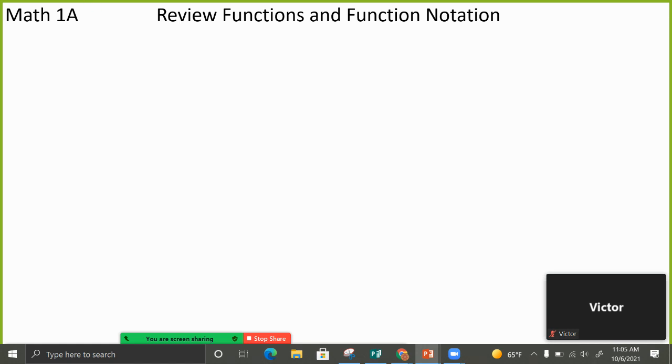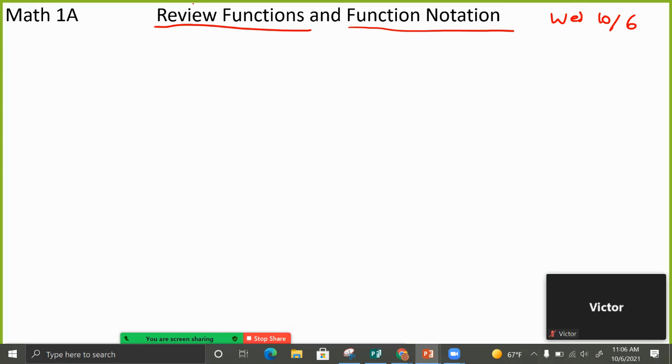So today, Math 1A, it is Wednesday, October 6th, and we are reviewing functions. And then at the end, I want to start looking at something called function notation, okay? So this is new, function notation, but reviewing functions, this is going to be more review on what we've been doing.